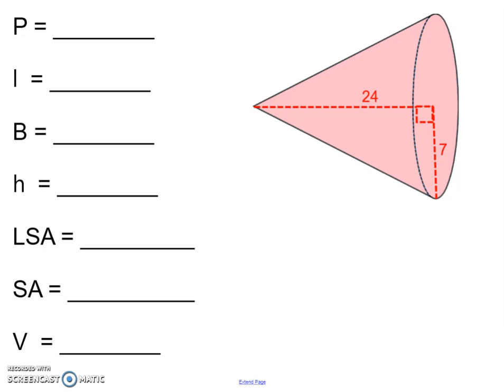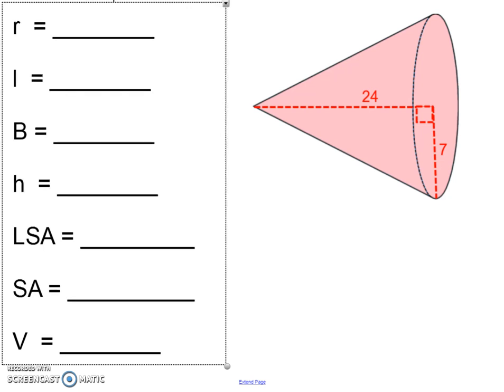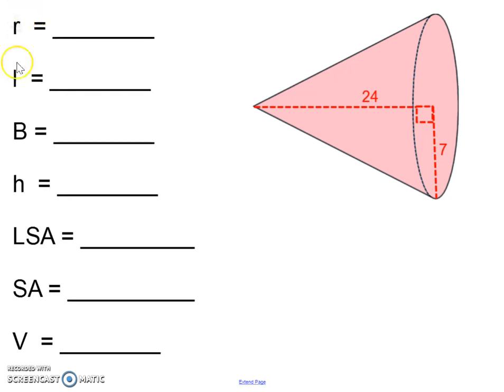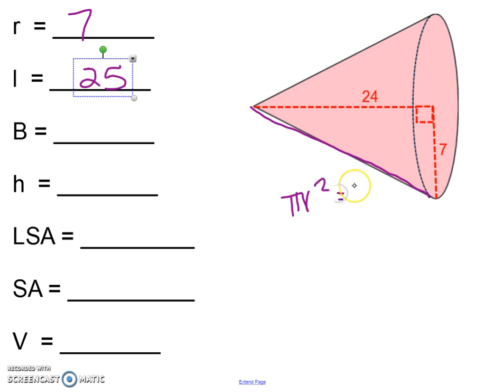Here we need to know these things in order to do the radius 7. We need to figure out the slant height, which is 25. The area of the base is pi r squared. So 7 squared is 49. So that is 49 pi. And then the height is 24.